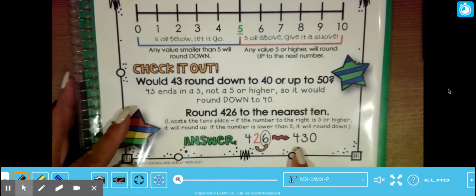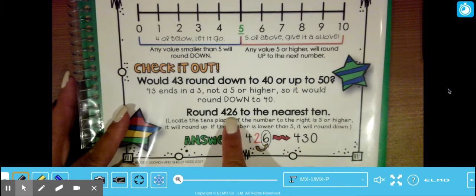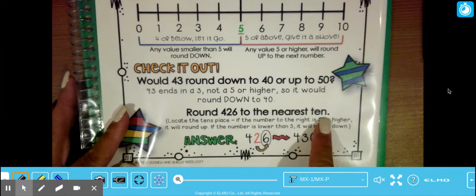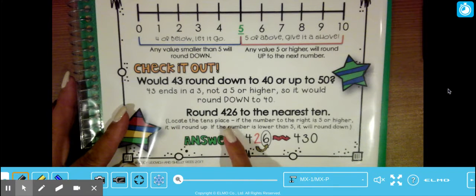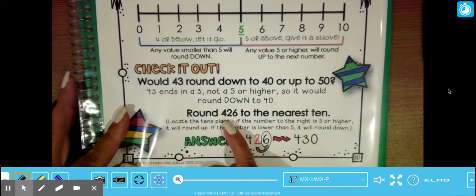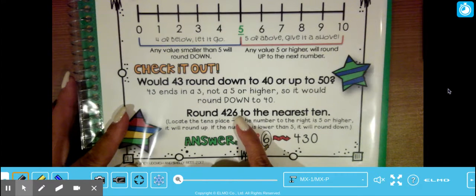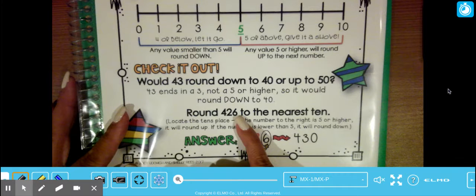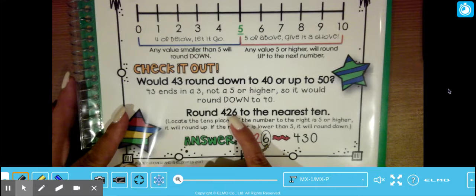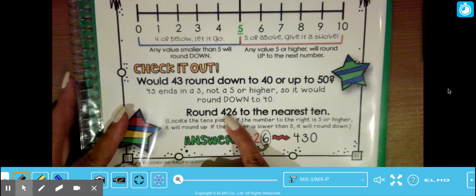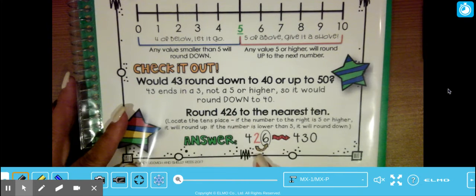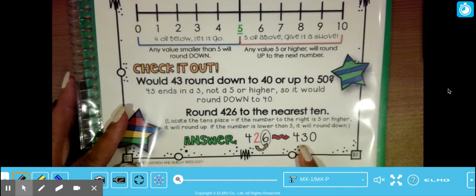Let's try another example. Let's round 426 to the nearest 10. So the first thing we're going to do is locate the tens place. So we have a 2 in the tens place, and we're going to look to the right. We have a 6. We're going to say our poem. 4 or below, let it go. 5 or above, give it a shove. And it's a 6. So we're going to change that target digit, the 2, into a 3. We're giving it a shove, 1 up. And so our answer would be 430.